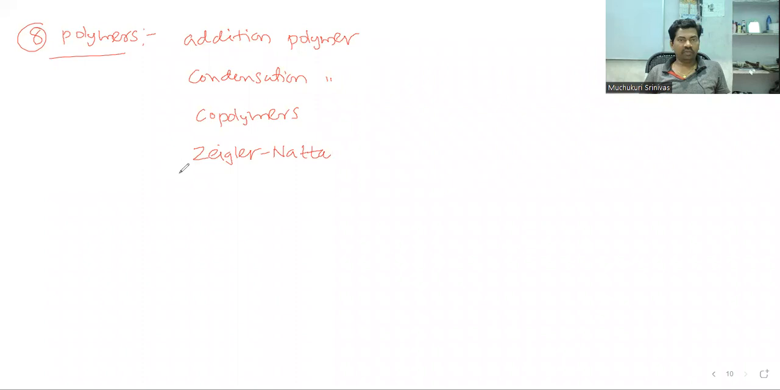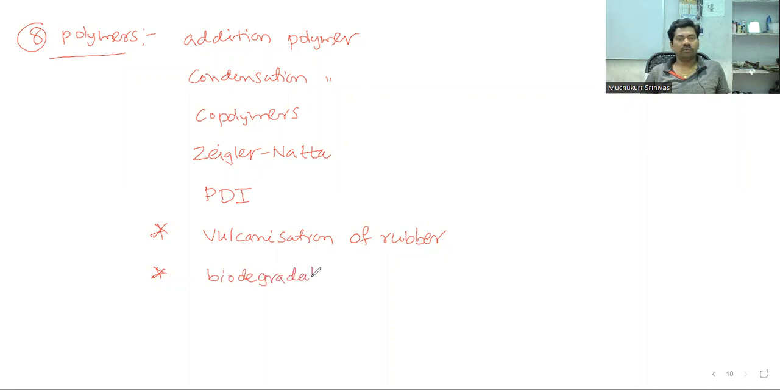Then what is PDI? Polydispersity index, PDI. Then another important one, vulcanization of rubber. Next one, important one, what is biodegradable polymer?